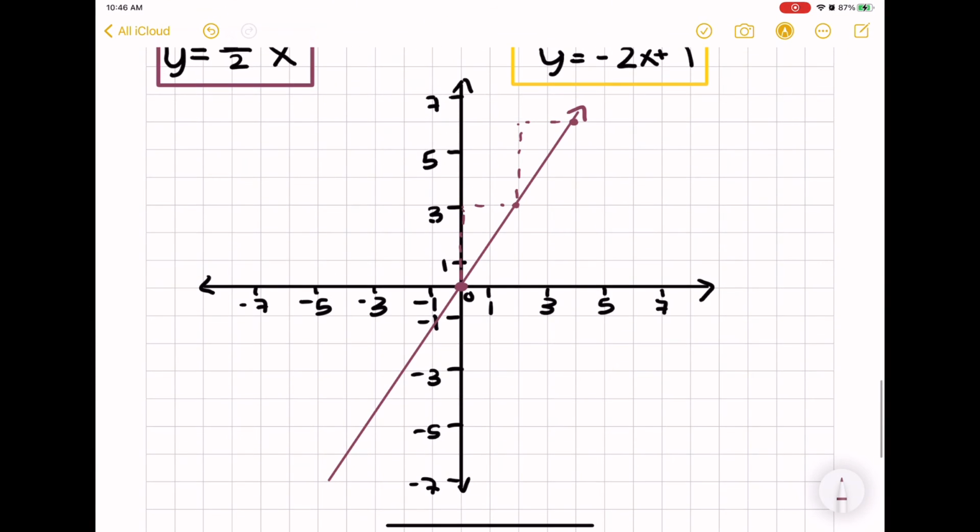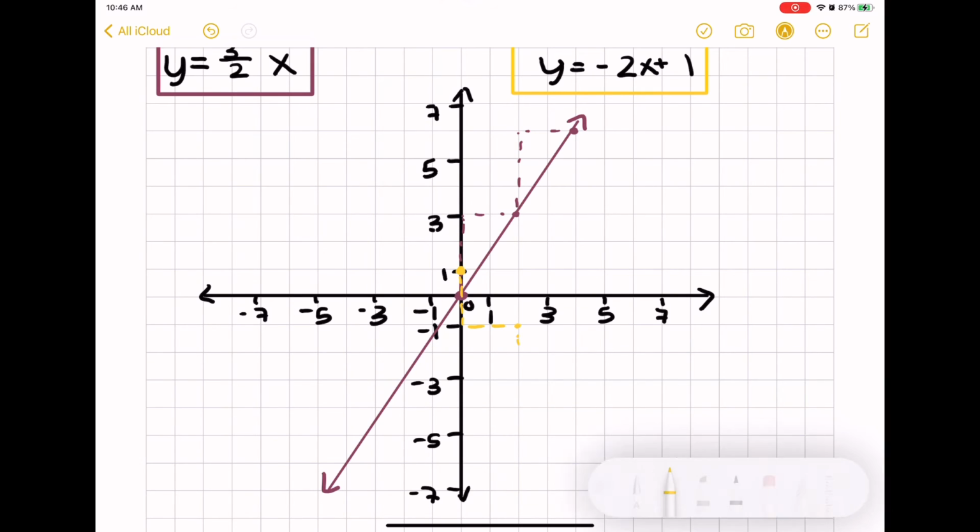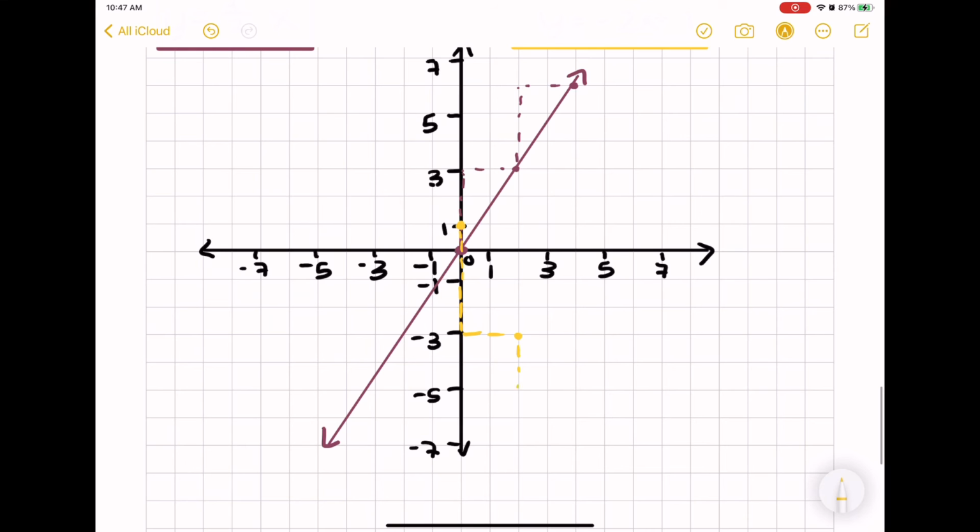If we were to graph the second one, our y-intercept is 1. Then we can move down 4 and to the right 2, or down 2 to the right 1, but in this case, I moved 4 down and 2 to the right. And then this is your second graph.